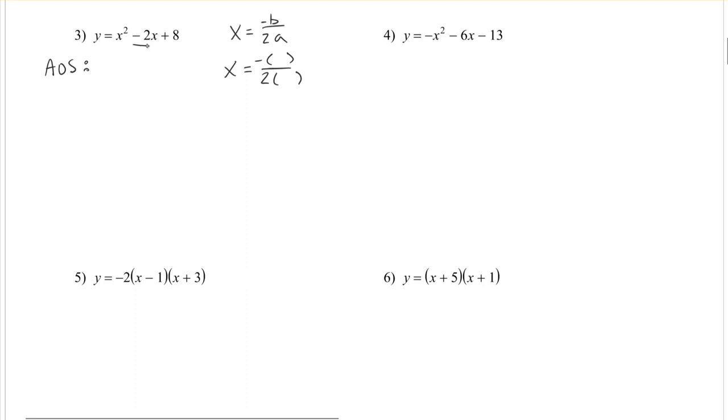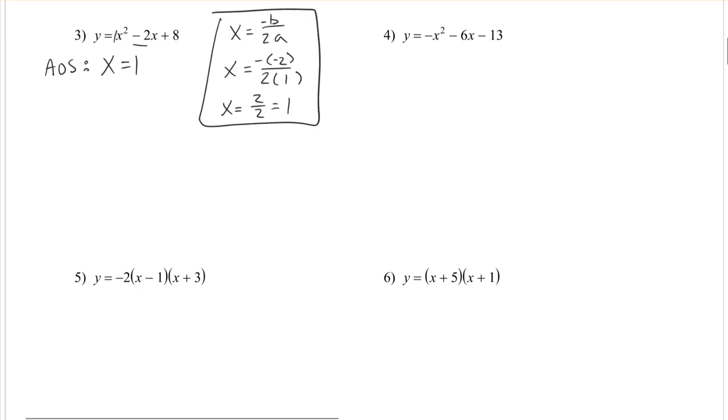What's our b value? It's negative 2. So negative 2, and our a value is 1. So x equals, now from here I just count my negative factors. So I've got 2 negatives, so I know that this is going to be a positive. So positive 2 over positive 2, and that equals 1. So our axis of symmetry is x equals 1.